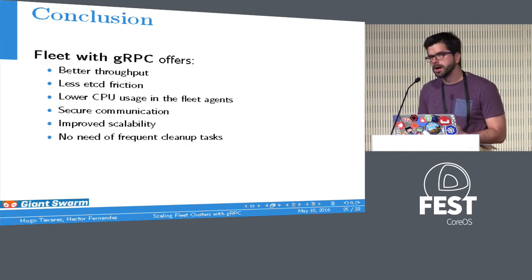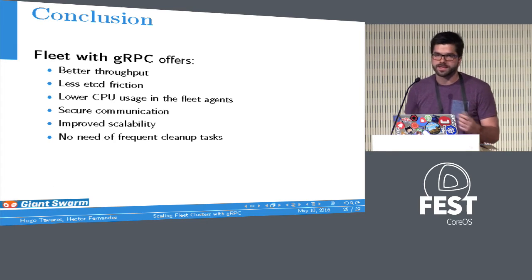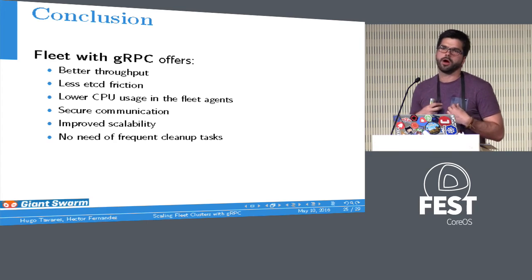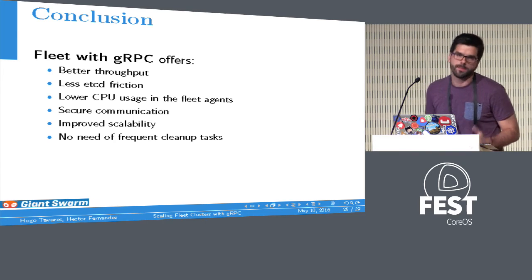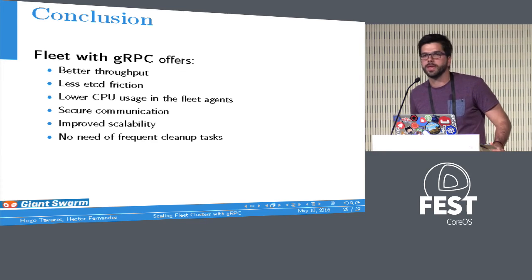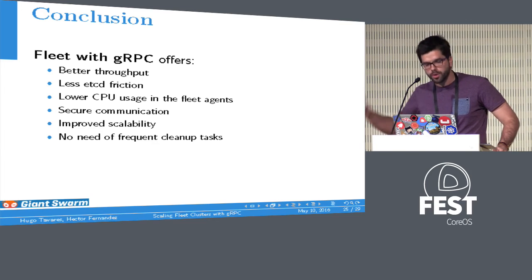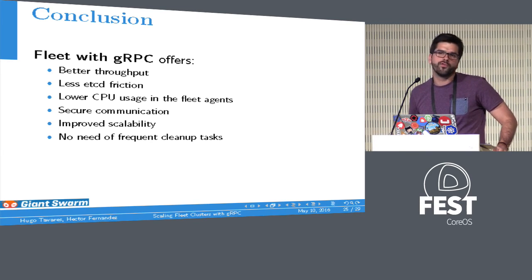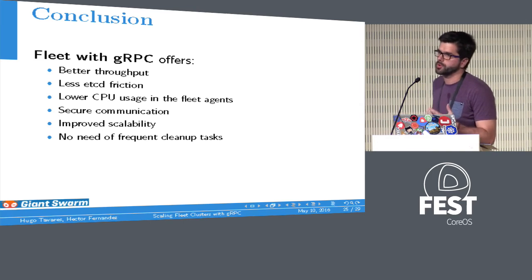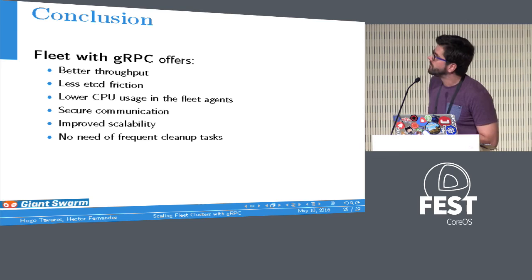So yeah, as a bit of conclusion of all the things we have done about fleet and gRPC, we figured out that they give us better throughput. We can start faster, we can keep a much larger number of units in the whole cluster. We lower the use of CPU in our agents. We can include security between agents and workers. We improve the scalability, because before we couldn't go farther than maybe 3, 4K, and now we can go way farther.